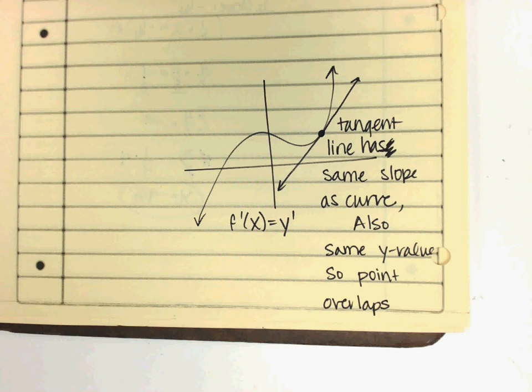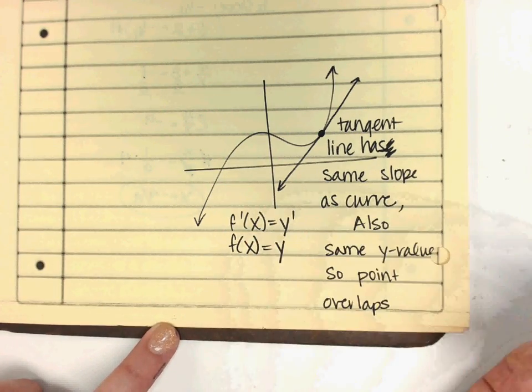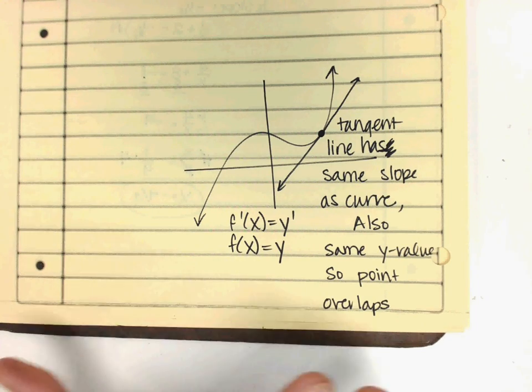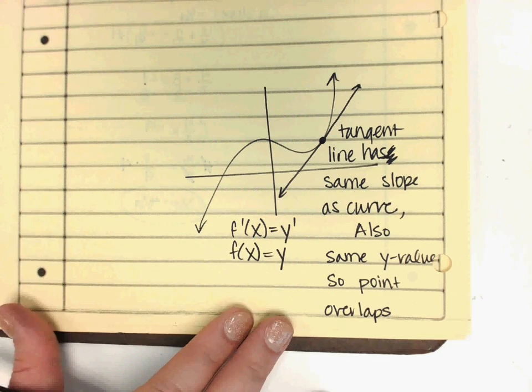Does that make sense? So not only do the derivatives have to be the same, what else has to be the same? The y values, which is the originals. So f of x has to equal y as well. So the derivatives have to be equal, and the originals have to be equal for it to be tangent. So come up to your little guy up here at the top. Do y'all need to write this down, or you got it?